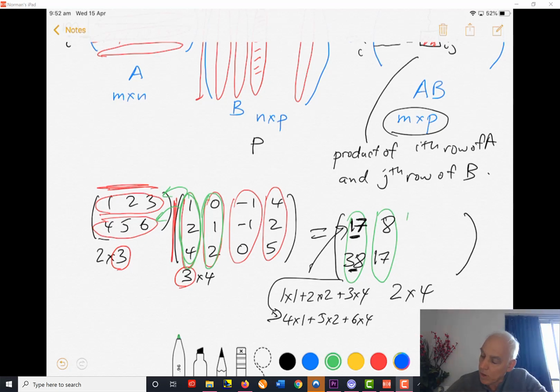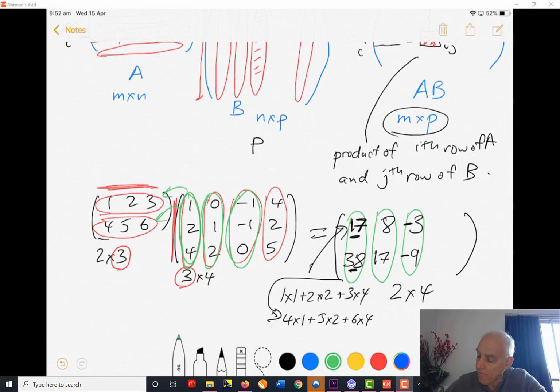Now we work on the third column. That means we have to now take the third column over here and multiply it by all of the rows of A. So 1 times minus 1 is minus 1. 2 times minus 1 is minus 2. 3 times 0 is 0. So minus 1, minus 2 for a total of minus 3. And then the next one, 4 times minus 1 is minus 4. 5 times minus 1, that's minus 5. 6 times 0, so it's a total of minus 9.